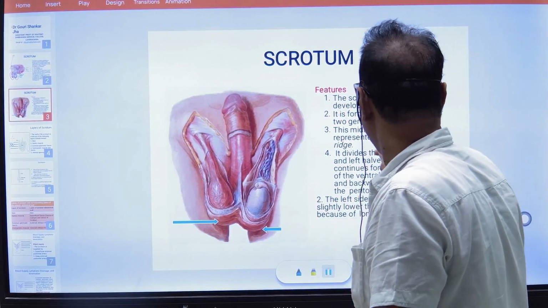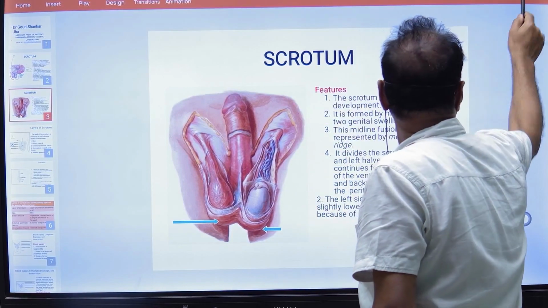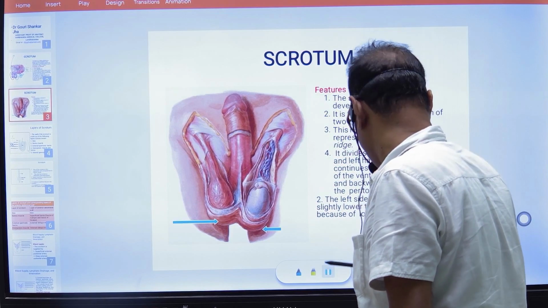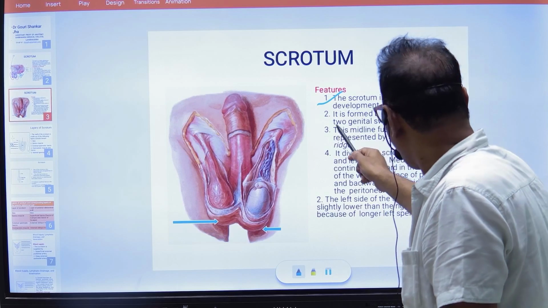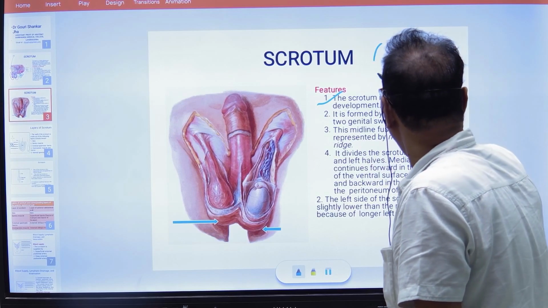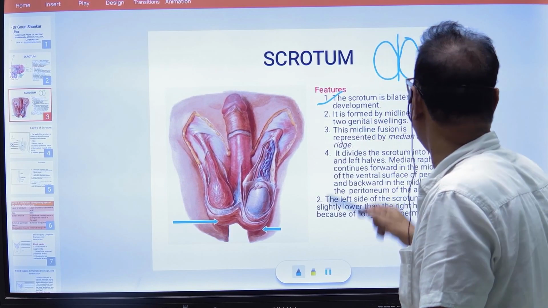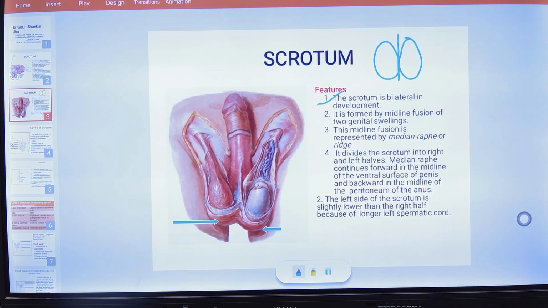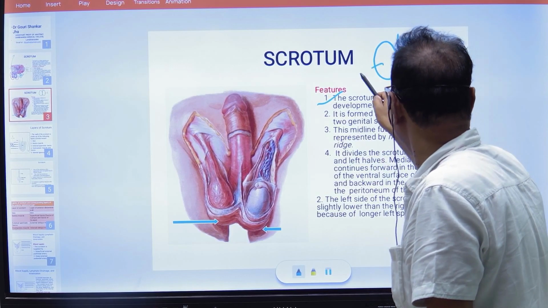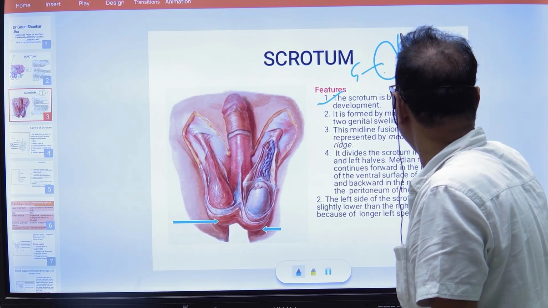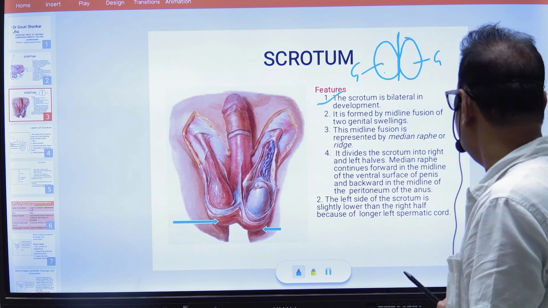It is bilateral in development. In development, it develops on both sides. It is formed by midline fusion. There will be two genital swellings. This is one genital swelling and this is the second genital swelling. The two genital swellings combined together will create the scrotum.